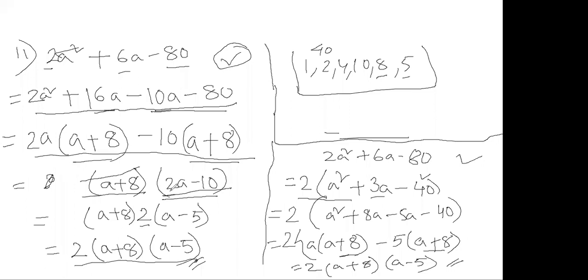So what I've done is I just took 2 as common, then what I have remaining is a minus 5. If you are thinking about why didn't I take 8 common from here, because a is not divisible by 8, only 8 is divisible by 8, so I've just taken 2 as common for the second expression. From this expression I can take 2 as common, then I can write a minus 5. Finally what do we get? 2 into a plus 8 into a minus 5. That's it.